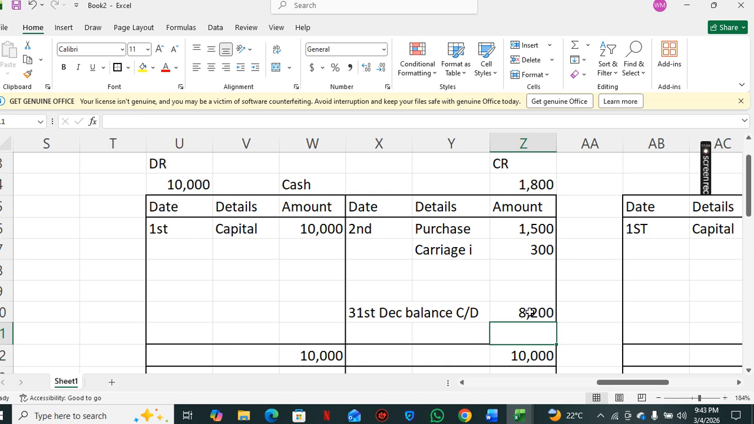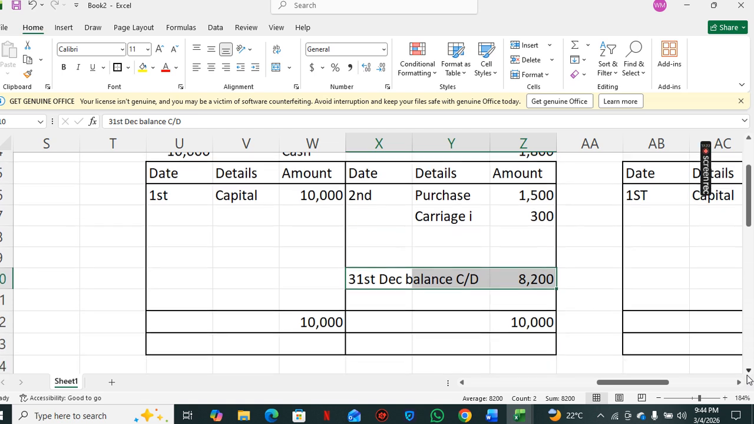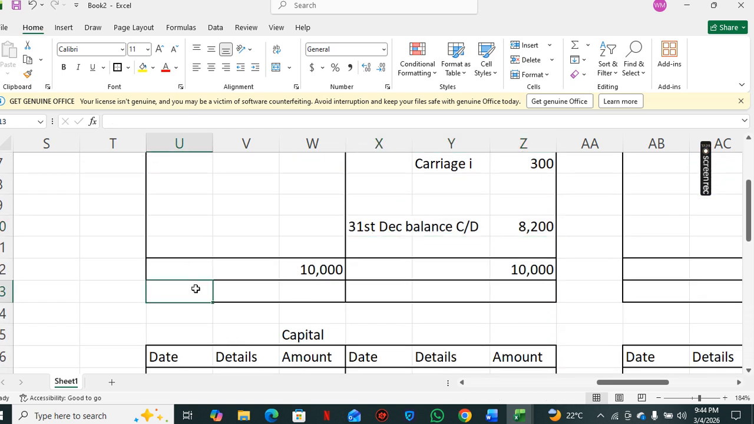So 10,000 minus 1,800 is 8,200. The balance carried down is going to go on the lower side. The credit side is the lower side, so the balance carried down will come to the credit side. Then at the beginning of the new year or the new period, you're going to say 1st January, balance brought down. You're just going to bring this 8,200 here. So all that has happened is we've just subtracted the total debit minus the total credit.